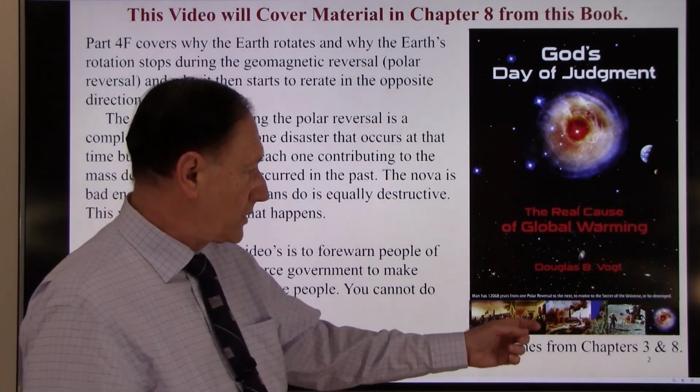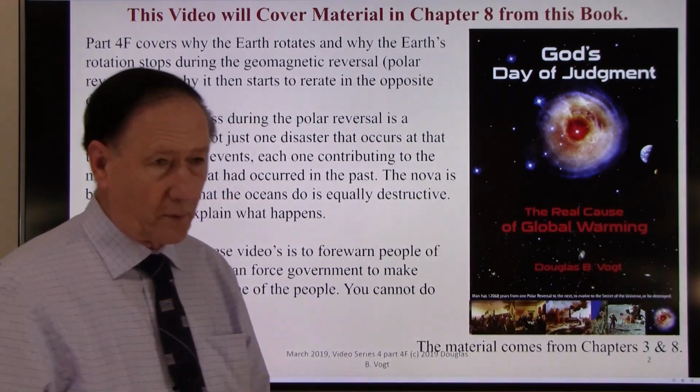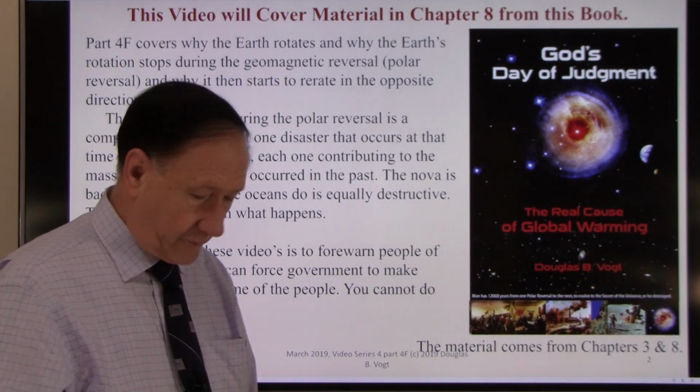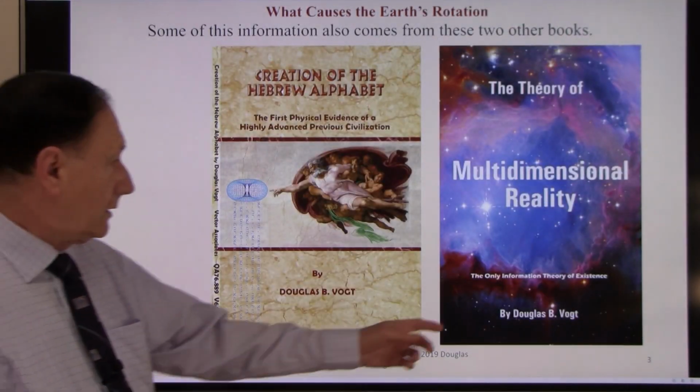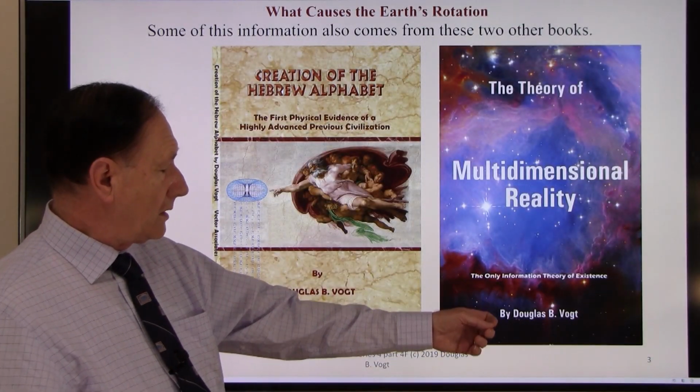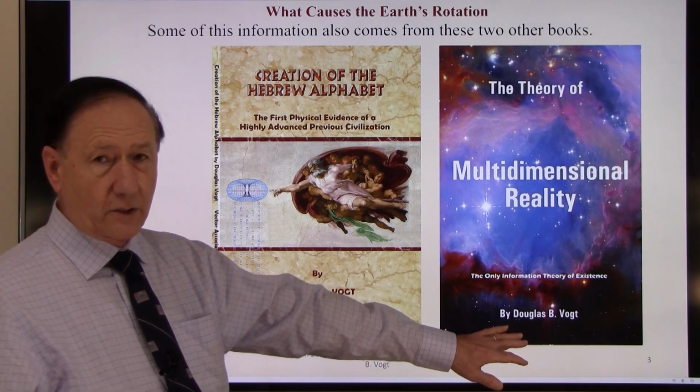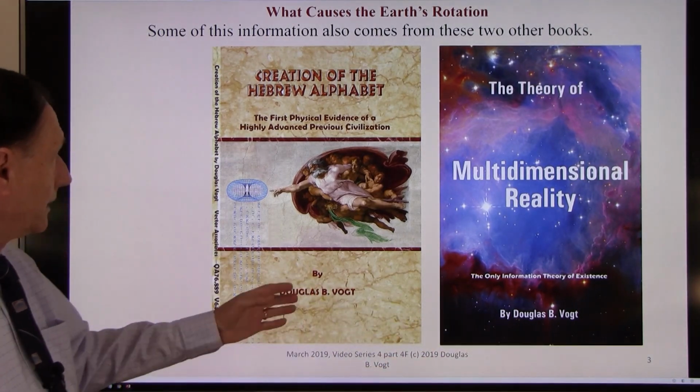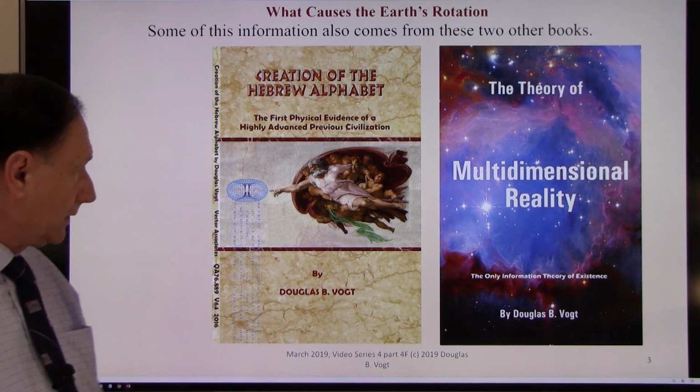Much of it comes from chapters 3 and 8 of this book, but also from several others. Theory of Multidimensional Reality, which is the third iteration of the theory, as well as Creation of the Hebrew Alphabet.